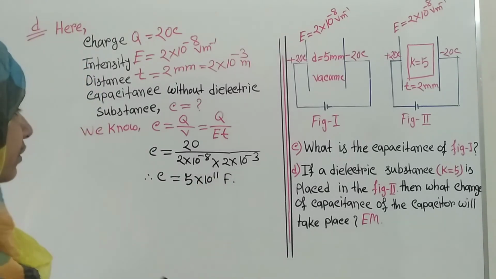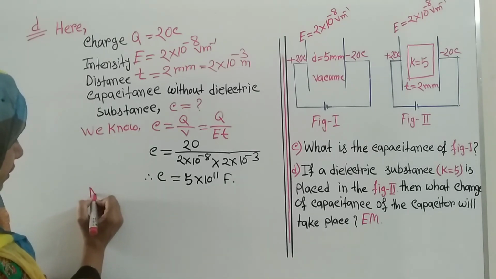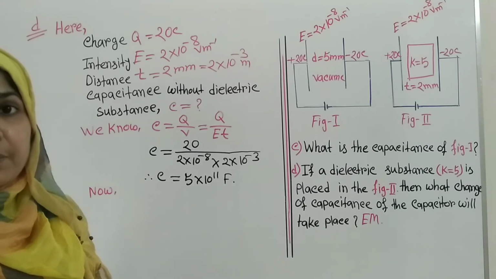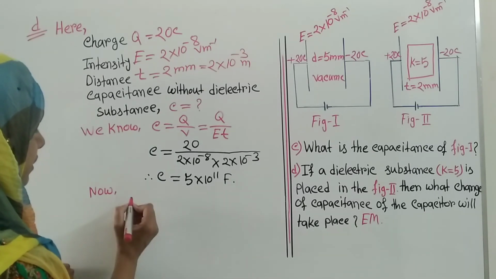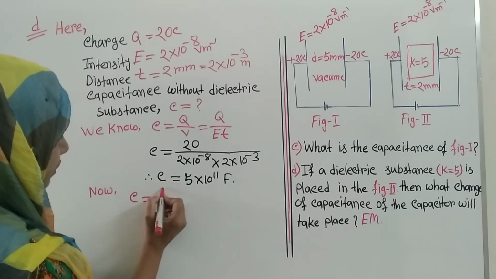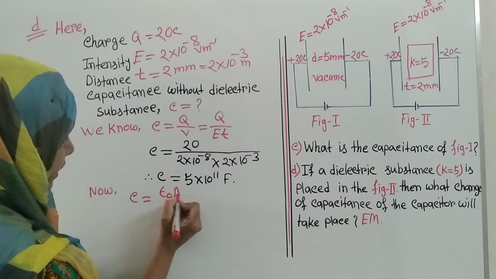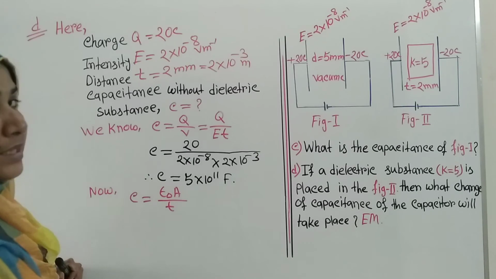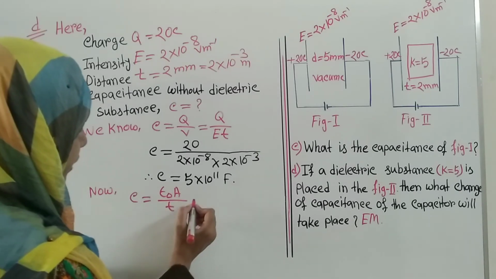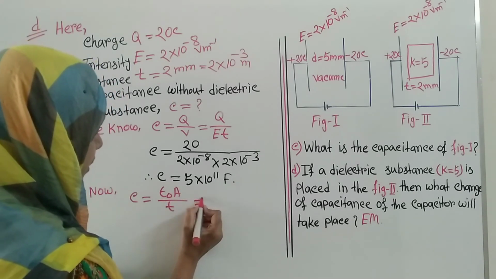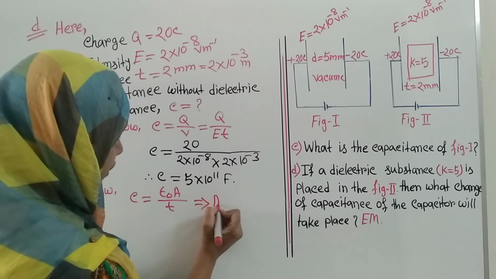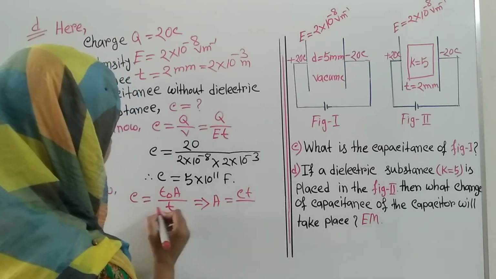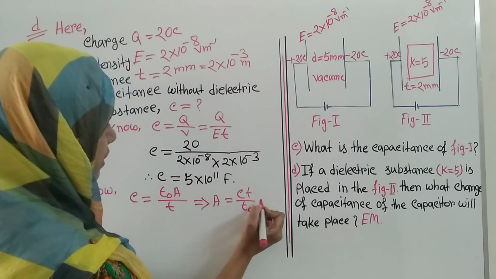Now, from the equation of parallel plate capacitance, we know that C is equal to epsilon naught A divided by D, but here we are using T. So if we rearrange it, then we can get the value of A is equal to CT divided by epsilon naught. Okay.